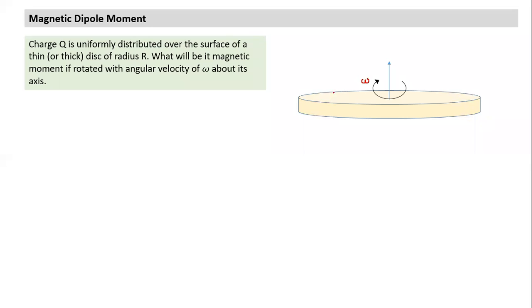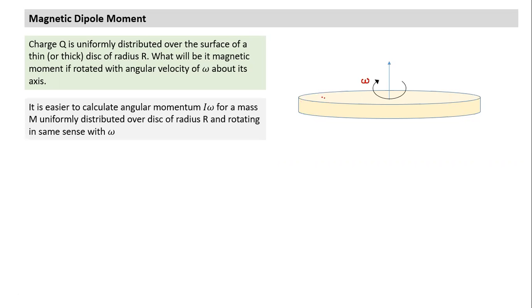And we know when charges are given an orbital motion, they will develop magnetic moment. The question is, what is the magnetic moment? If I have to calculate magnetic moment, I have to take several concentric rings, calculate charge on each ring, calculate equivalent current, and then calculate magnetic moment of each ring and add it up. Or what I can do other way around, I can simplify the calculation using previous relationship. It is much easier to calculate angular momentum, I into omega.